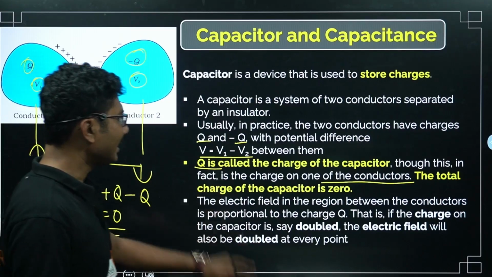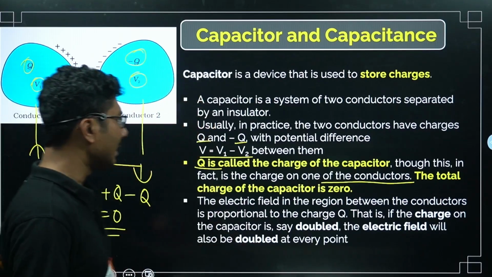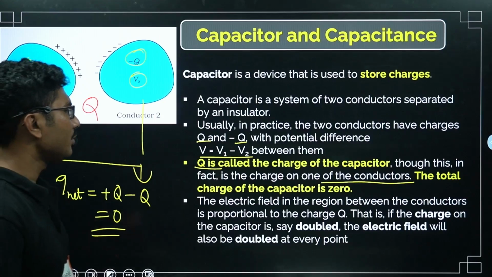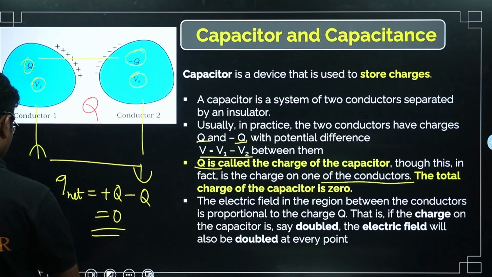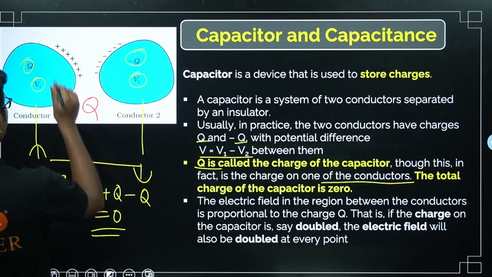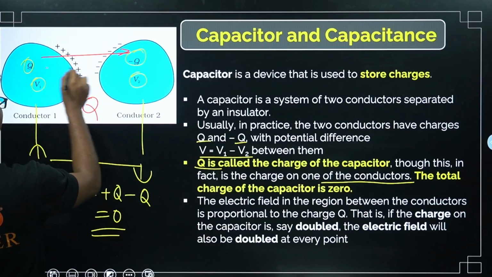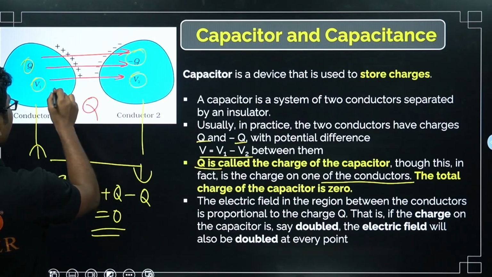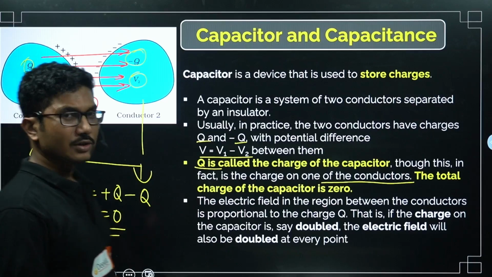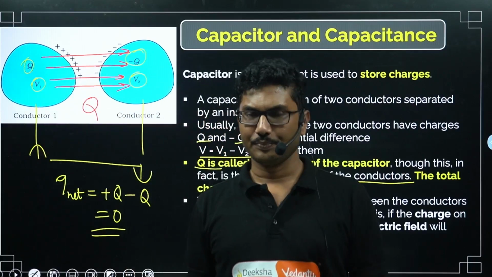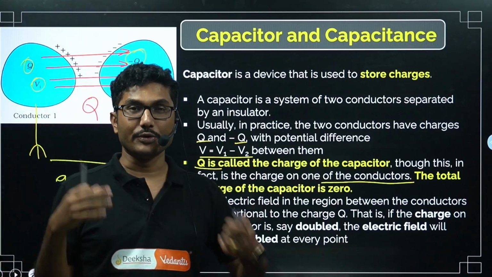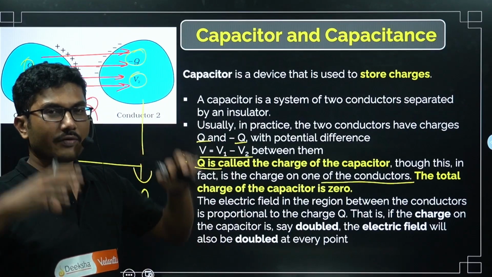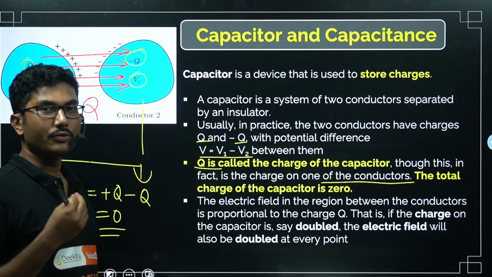The electric field in the region between the conductors is proportional to the charge q. So if the charge is higher, the electric field will be very high. If the charge is lower, the electric field will be weak. Field lines will be very densely packed if q is high, and far away from each other if q is low.